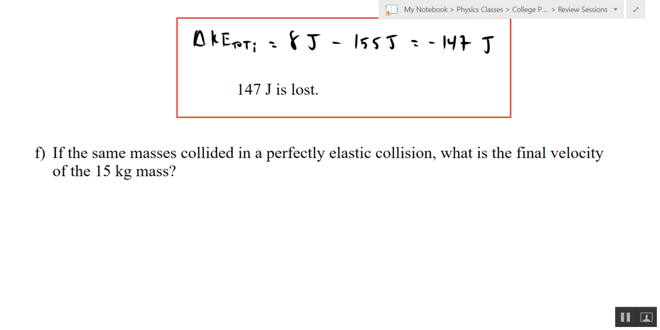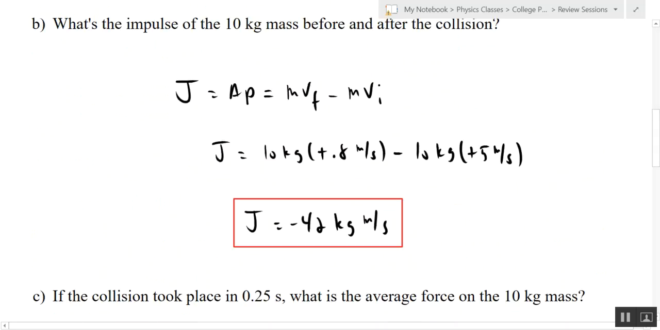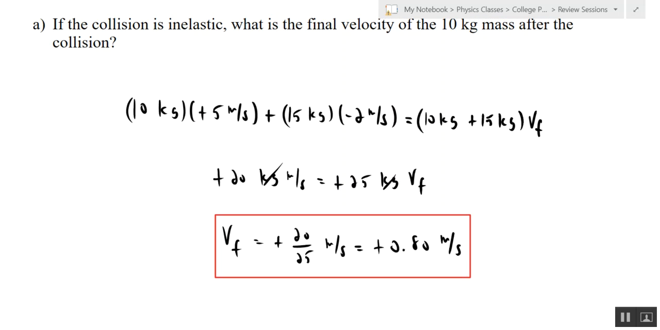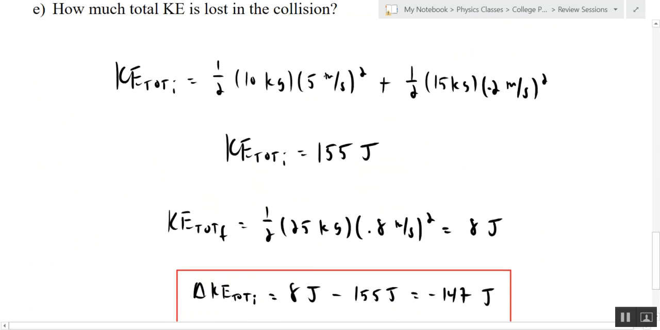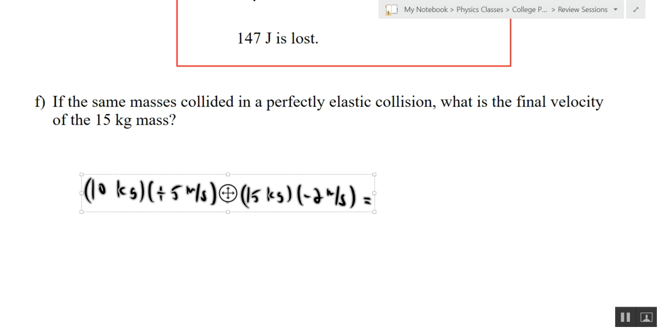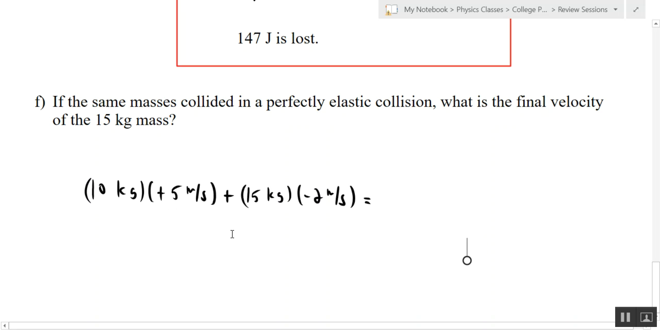All right, so let's figure it out. Before they collide, it's the same situation as the inelastic case. It's the same thing as what we did before, in part A or part B, I don't remember which one. This is how much momentum they have before they collide. This one's still moving at 5 meters per second, this one's still moving at -2, so it's 20 kilogram meters per second before they collide.